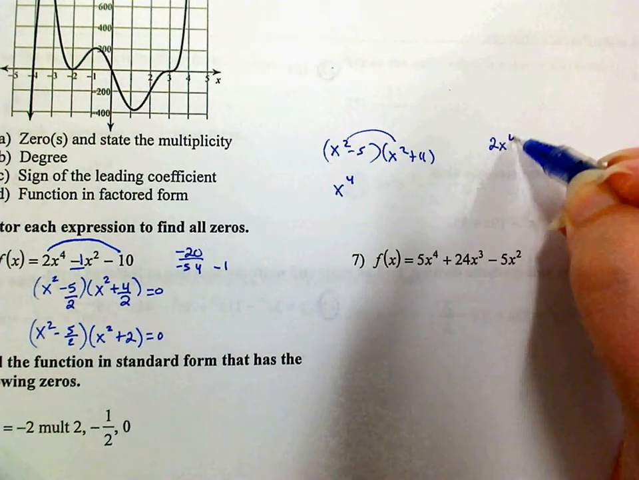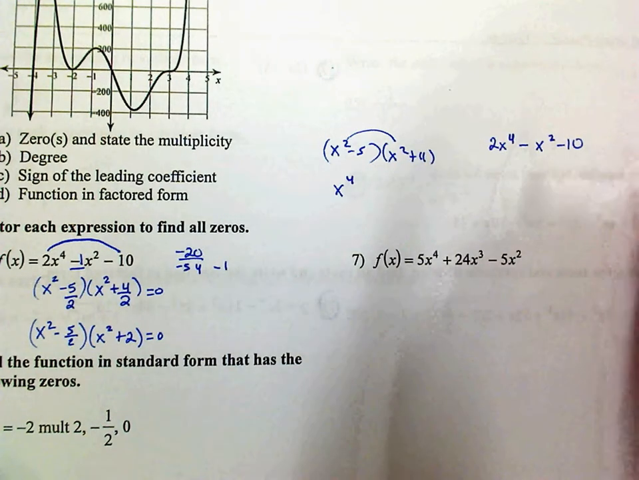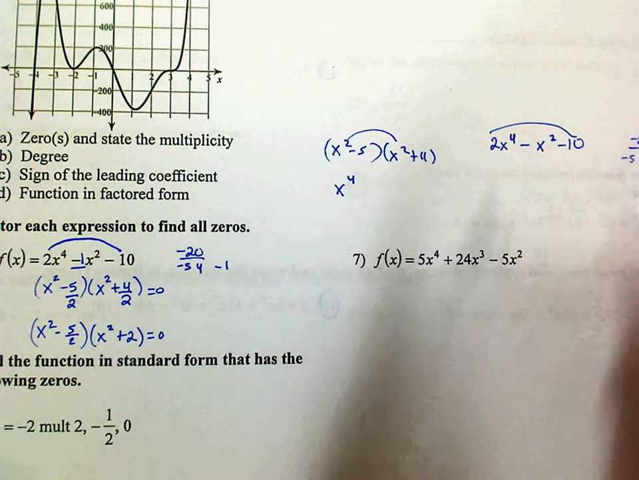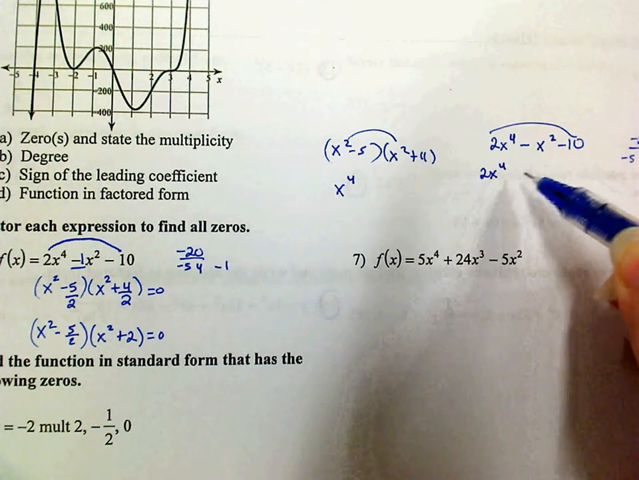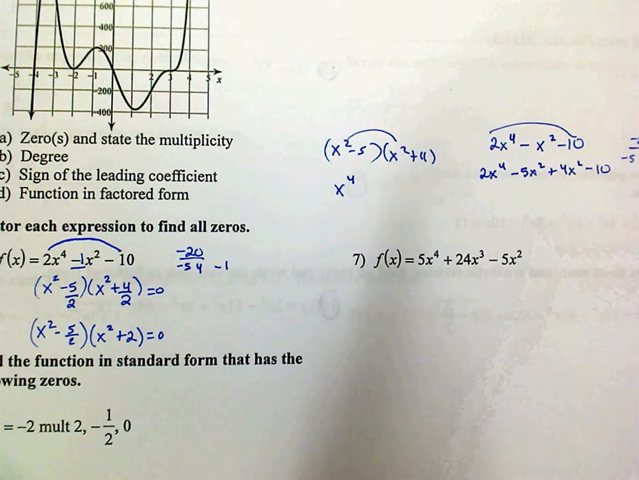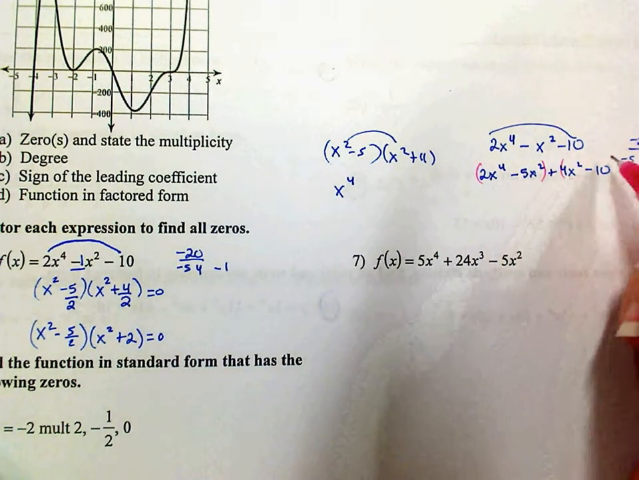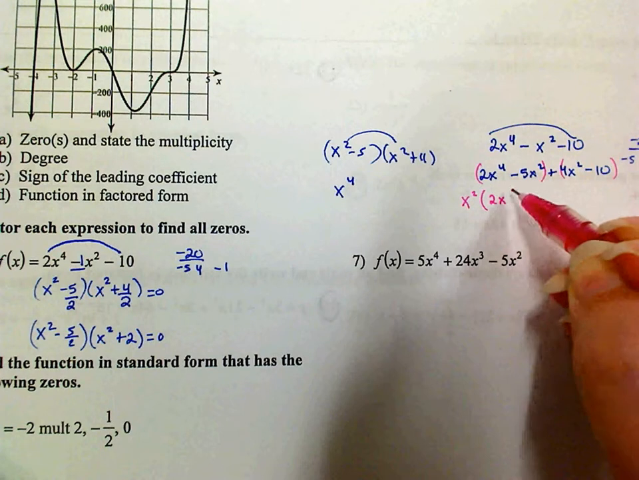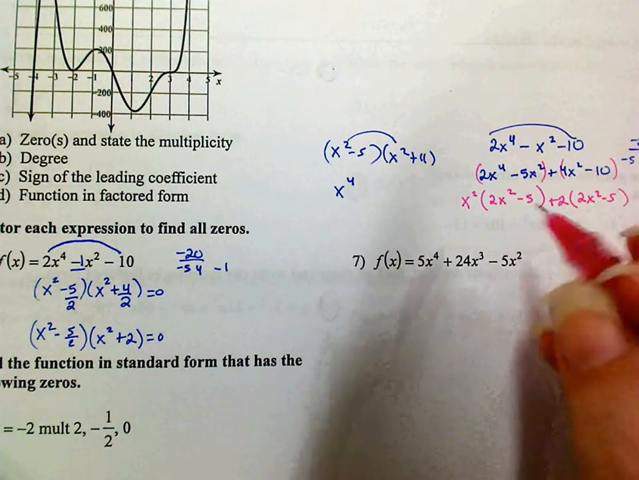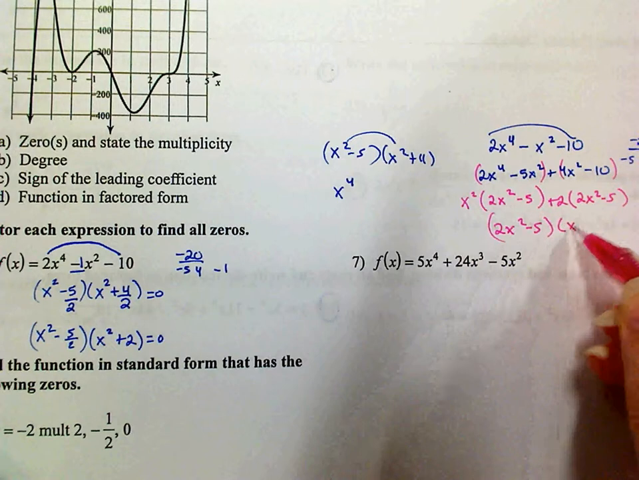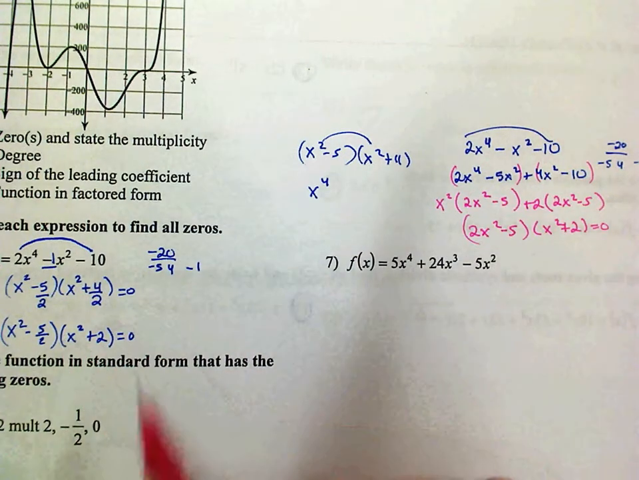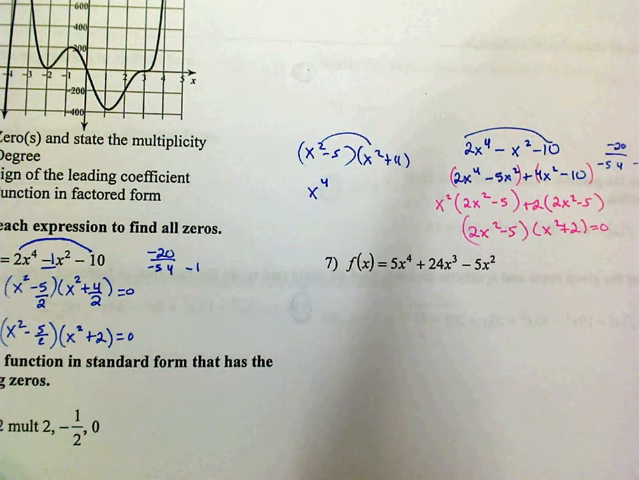So if I have 2x to the 4th minus x squared minus 10, you know the factors of negative 20 that add up to negative 1: negative 5 and positive 4. So then you write 2x to the 4th, the first term, minus 5x squared, the middle term, plus 4x squared minus 10. Then you group the first two and the last two. Factor out the common factor, which is x squared, and you're left with 2x squared minus 5. Factor out the common factor, which is 2, and you're left with x squared plus 2. So 2x squared minus 5 and x squared plus 2 equals 0. That is the same thing as this right here if you do bottoms up and bring the 2 up to the front. However, since I'm trying to solve for what the zeros are, I don't need to do that.